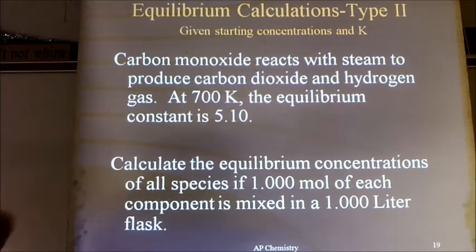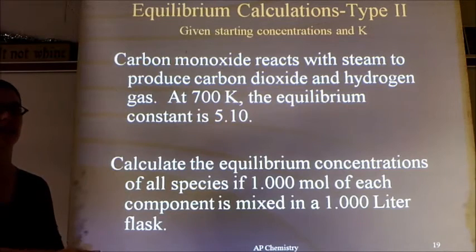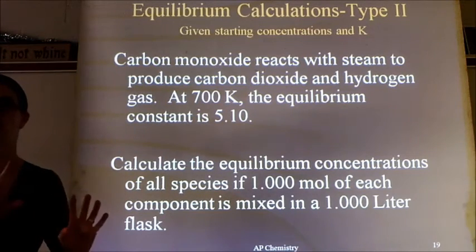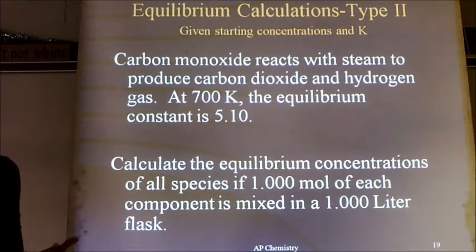Okay. This is type 2. But again, I don't want you to think, which type is this? Is this type 1, type 2? If you set up your ice table, you will be able to see where the holes are. What do you have? What are you missing? All right, I'm gonna demo this one for you, and then you'll do one on your own. This time I'm not given a balanced equation, but I'm given everything I need to come up with it. Carbon monoxide reacts with steam to produce carbon dioxide and hydrogen gas. Let's start there.